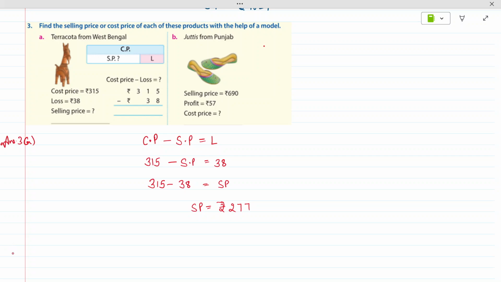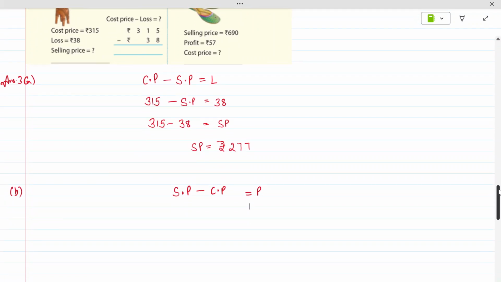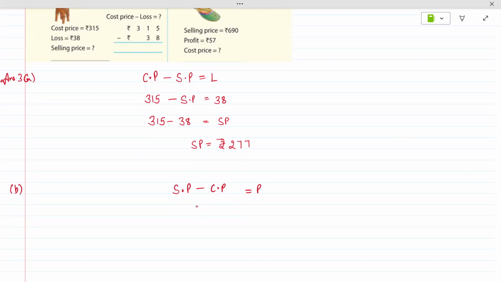Next, let's move to the B part of the question. There is a product called Juttis from Punjab. It has a selling price of rupees 690 and a profit of rupees 57. And what we have to find out is the cost price. So kids, since it is a case of profit, we will use the formula SP minus CP is equal to profit. Why? Because the selling price is more than the cost price in the case of a profit. Then only we will get the profit.